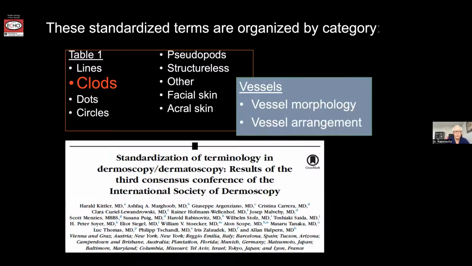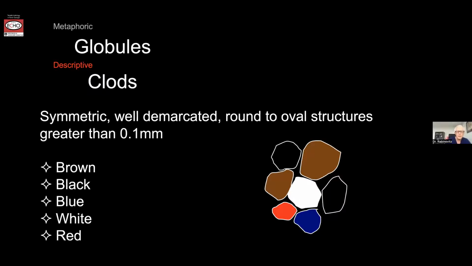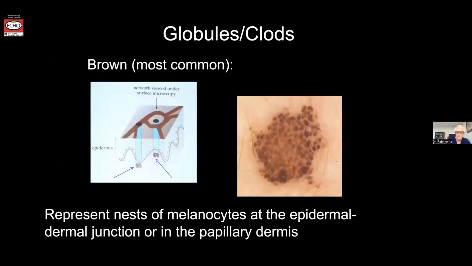Then we have what are called clods. These are round structures. They're symmetric, well-demarcated, round to oval structures greater than 0.1 millimeter. I prefer the term globules. And these globules can be black, brown, blue, white, and red. And globules actually represent nests of melanocytes in the papillary dermis. So we see these round structures, these globules. These are melanocytes at the dermal epidermal junction and the papillary dermis.